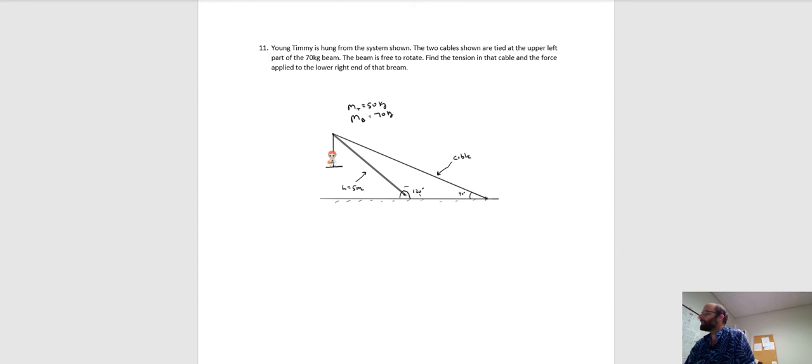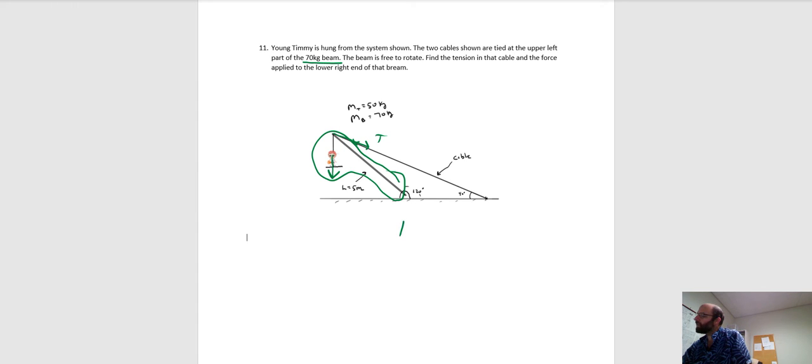Now, I probably would just define our system like this and just include Timmy. I'm going to leave that up there for this discussion. Defining our system like this, we're going to have a weight vector for Timmy and label it accordingly. This cable crosses our system here, so that's going to create some sort of tension in this direction. You've got a gravitational force for the beam. That beam weighs a little less than 700 newtons.